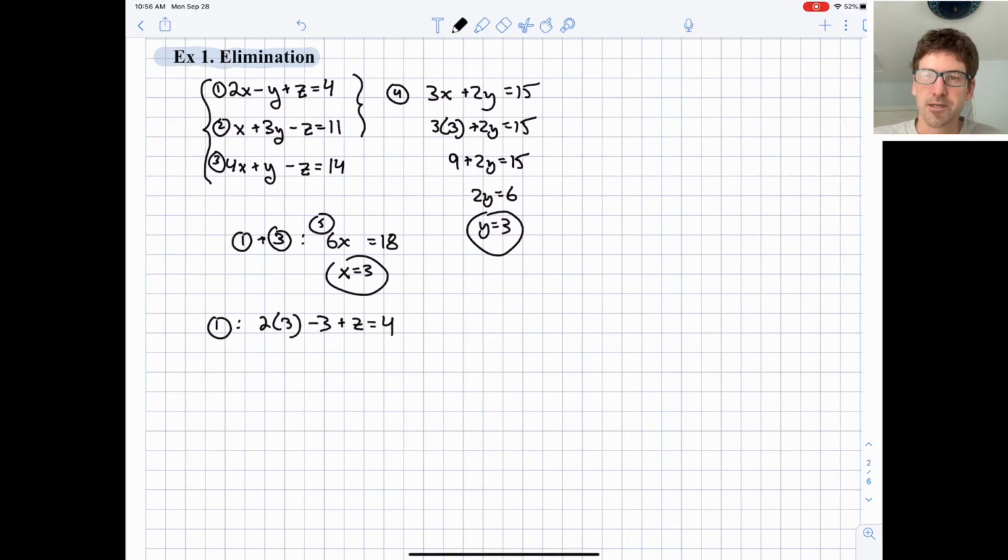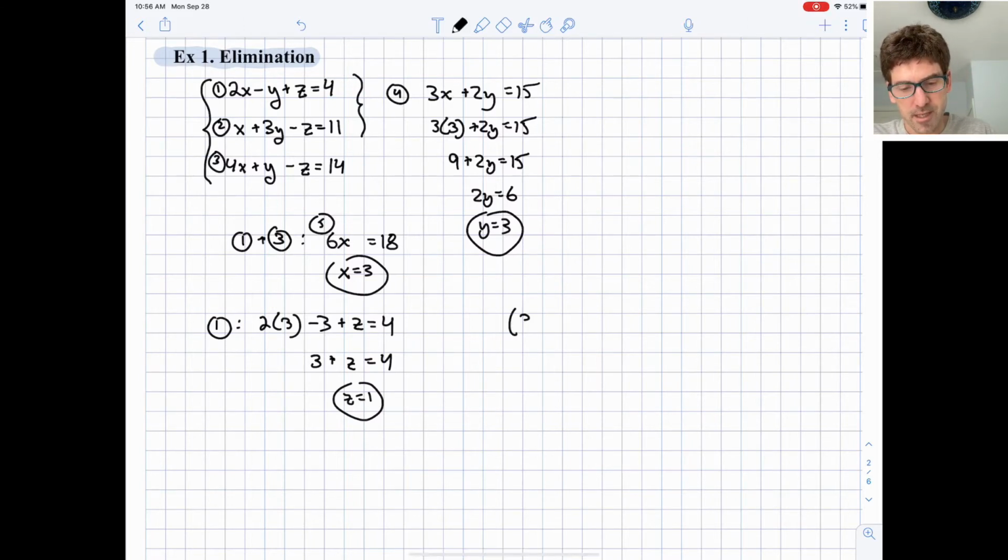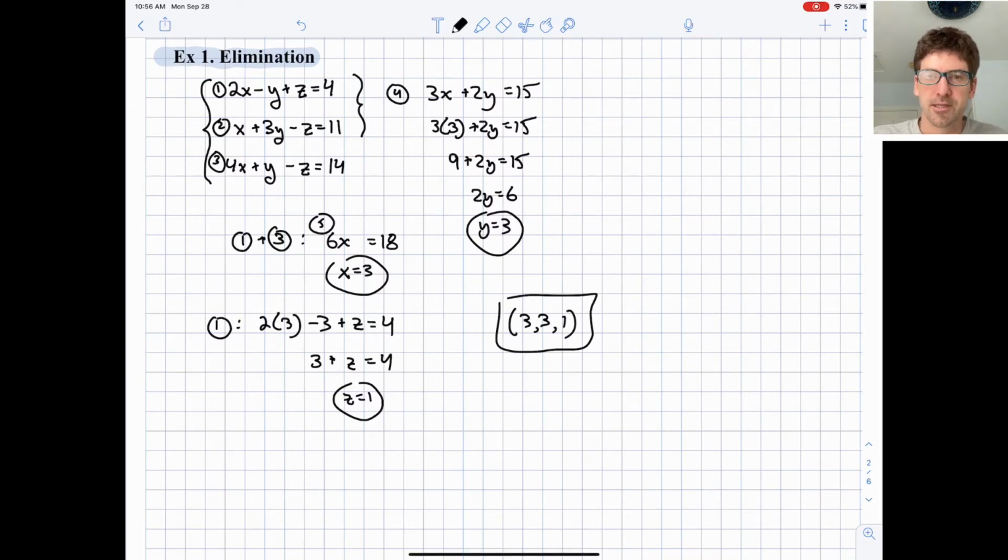Now we can go ahead and solve for z. 6 minus 3 is 3 plus z equals 4. 3 plus something equals 4. I think it's clear that z is equal to 1. So we've solved it. Let's write out our answer as an ordered triple. x, y, z, 3, 3, 1 would be our solution to this system of equations.